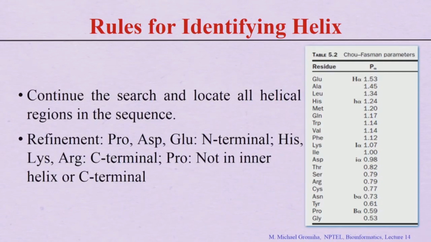So, now how to do this? To continue the search, there are some conditions, and we can assign the terminals. For example, you can see some residues which are mainly at the N terminal, some of them at the C terminal, and proline, as we discussed, is not present in the inner helix because it will form turns. These are some common observations. You can use this for refinement.